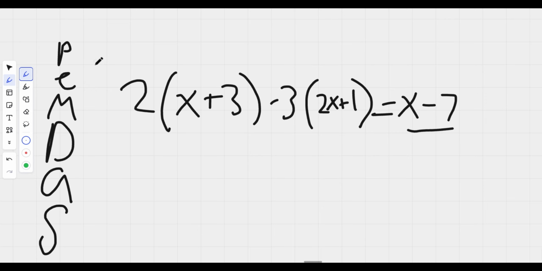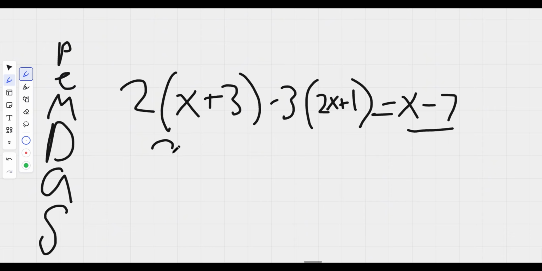So first thing, we should look at parentheses. Is there anything we can combine within the parentheses? Well, we can see there's nothing that we can do here, so it's as simplified as it can be. So then let's move down to exponents. Well, we can see there's no exponents here. So then we're going to move down to multiplication, and we can see that we can distribute a 2 here and a negative 3 here.